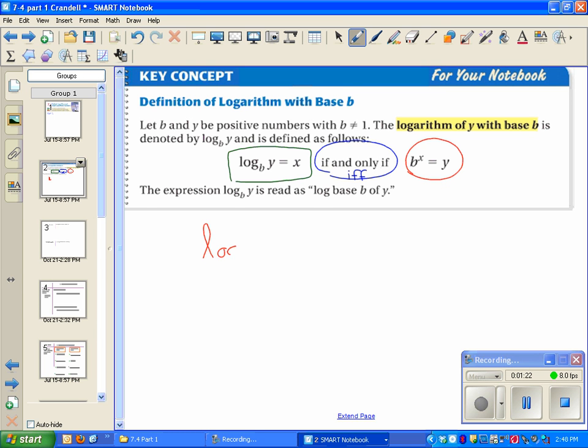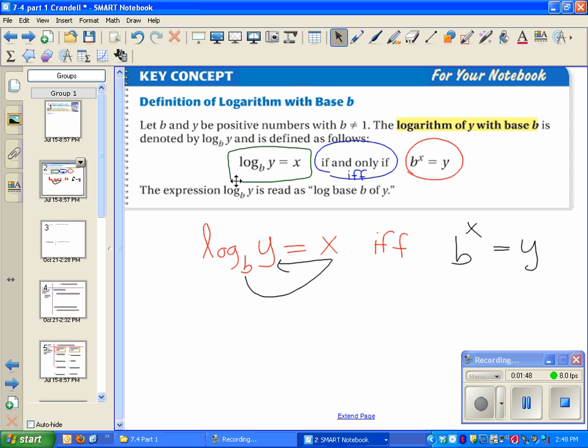So we're going to do log base b of y equals x if and only if. And how to remember this definition is we have b to the x equals y. So it's a half smiley face. And our base is b, like base of an exponent. So b to the x power equals y. Right? That's once. So we're going to do that 4 more times.